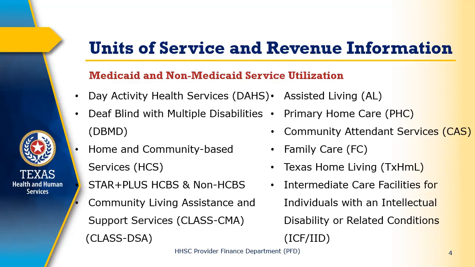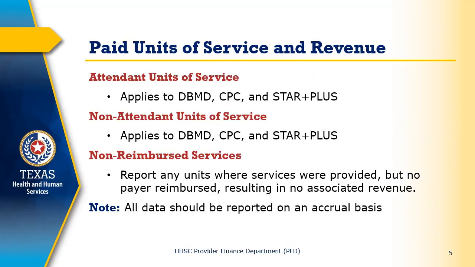Community Living Assistance and Support Services, Case Management Agency, Class CMA; Community Living Assistance and Support Services, Direct Service Agency, Class DSA; Assisted Living, AL; Primary Home Care, PHC; Community Attendant Services, CAS; Family Care, FC; Home and Community-Based Services, HCS; Texas Home Living, TXHML; and Intermediate Care Facilities for Individuals with an Intellectual Disability or Related Conditions, ICF/IID.